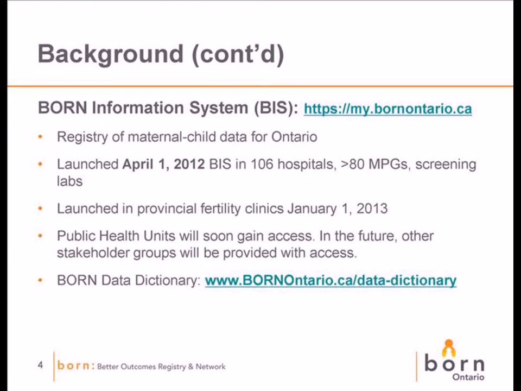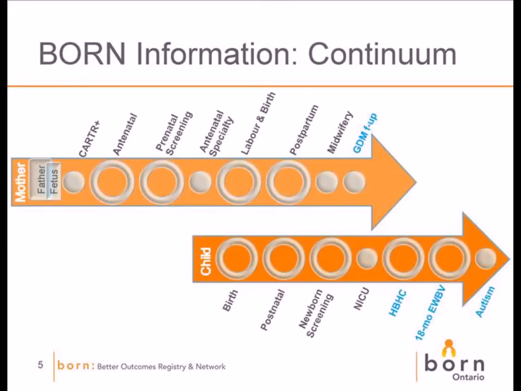So the BORN information system, as we said, went live on April 1st, 2012. On January 1st, 2013, we brought on the Ontario Fertility Clinics as well, contributing data into the BORN information system. The big benefit for that group is they'll be able to see the outcomes for those babies from the cycles of IVF that do occur. Public health units will soon gain access to the system. We're getting pretty close. And for those of you who want to know more about the data that's collected, you can look in the data dictionary.